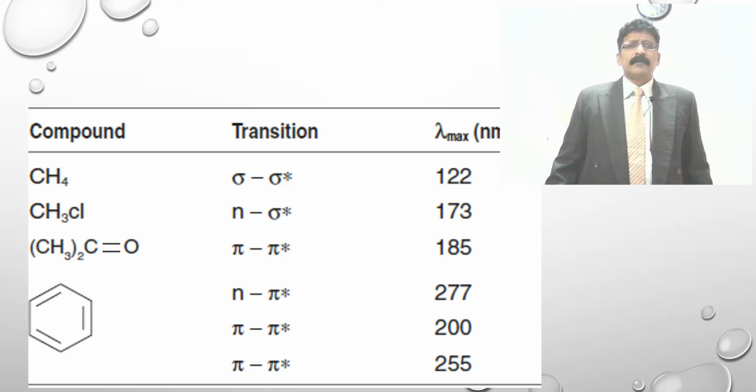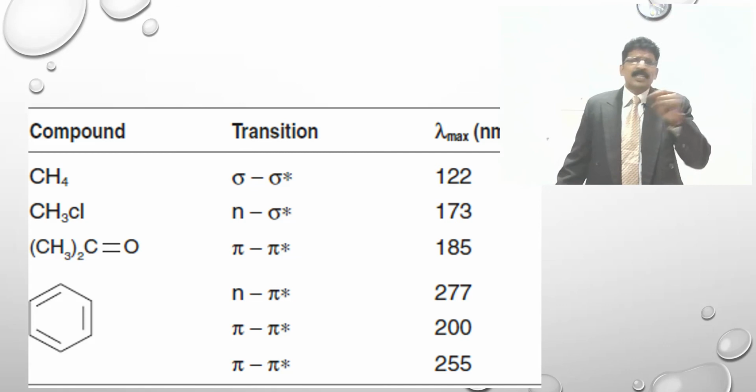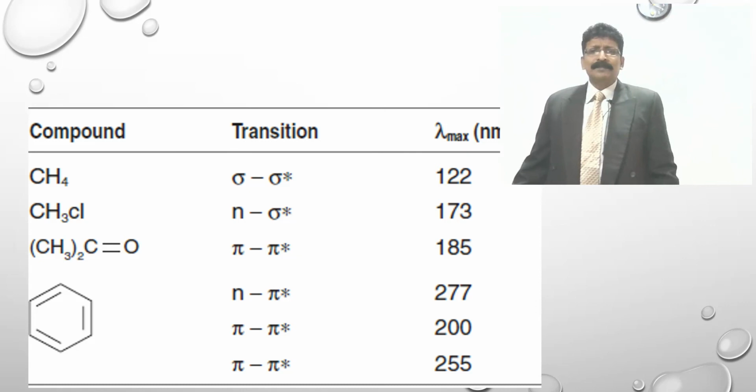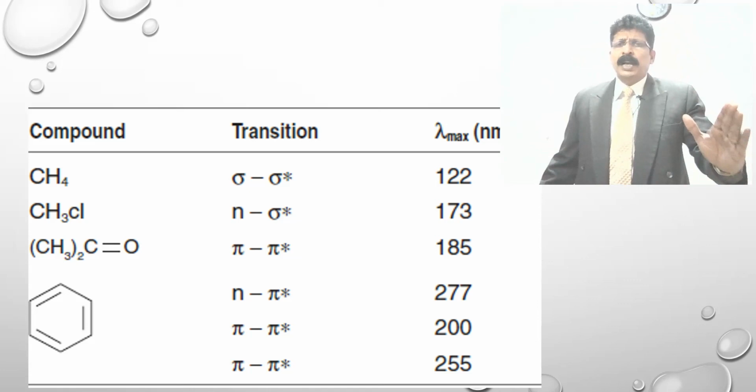See, for example, CH4, that is methane. It has only a single bond, a strong bond, that is sigma to sigma star, with the lowest lambda max. It means high energy. Because it is a strong bond, it needs high energy to get excited. See, this is a proof for your understanding. These slides are made just to give you an idea. Lower the wavelength, higher the energy.